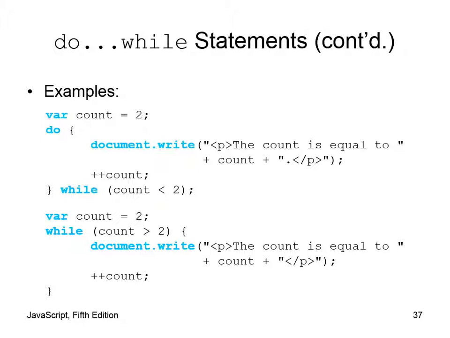If I do it this way, count is greater than 2, what's going to happen? Won't do it. Because if count is equal to 2, it's not going to be greater than 2 when it runs it. So it's not going to run it. See the difference?